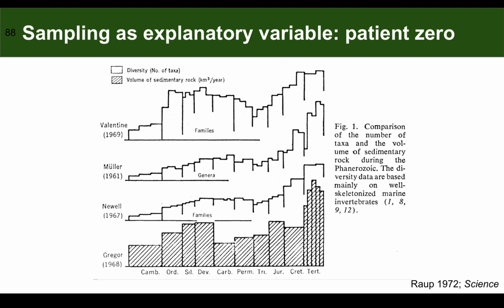But Raup's paper wasn't purely negative. It wasn't just pointing out this is a problem. It also offered two important solutions. The first of these was modeling, so you could in some way regress out the signal of sedimentary rock volume. And the other was subsampling, which is basically setting an equal playing field for the samples that you do have and looking at the diversity you get when you do that.